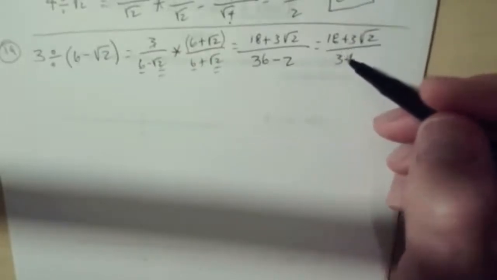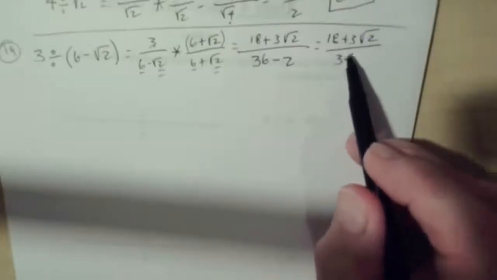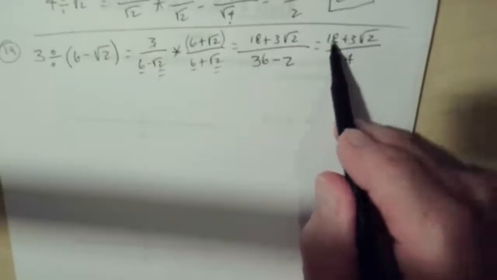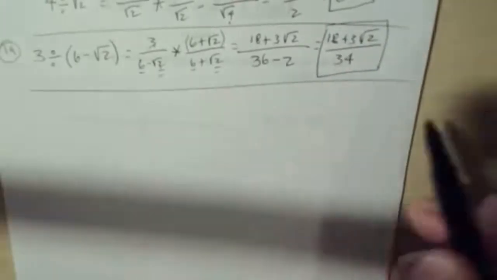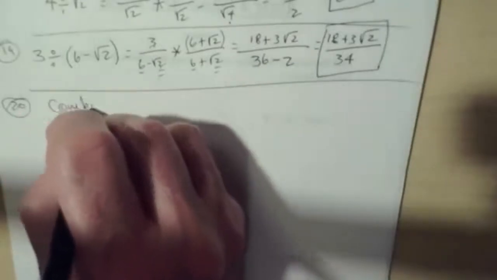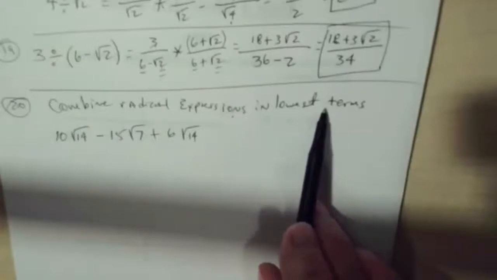And let's see, we remember, if you want to reduce the fraction, it has to be for both of these terms, not just one. So those won't go, so that's all there is there. Number 20, combine the radical expression in lowest terms.